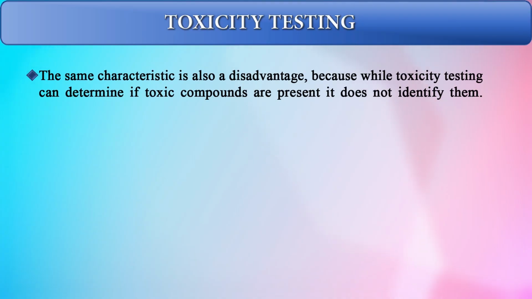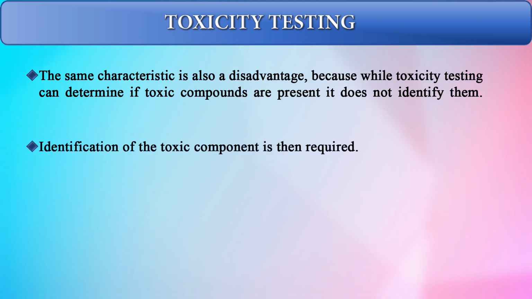In toxicity testing, the toxicity can be evaluated in a whole organism, that is in vivo, or using molecules or cells, that is known as in vitro. The main advantage of toxicity testing is that it detects toxic compounds based on their biological activity, and as such does not require a prior knowledge of the toxicant to identify its presence. The same characteristic is also a disadvantage, because while toxicity testing can determine if toxic compounds are present, it does not identify them. Identification of the toxic compound is then required.